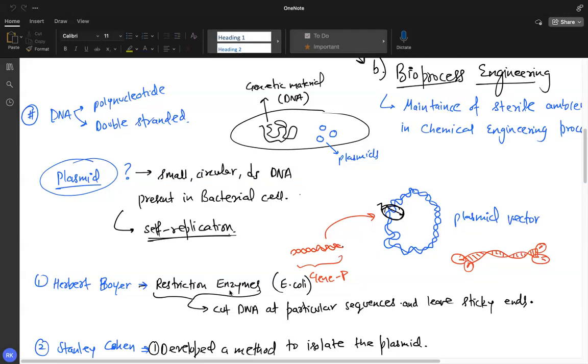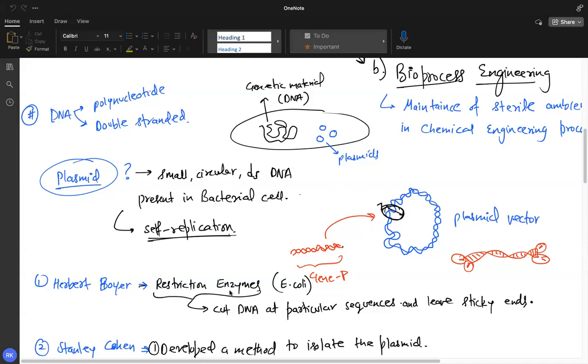So there are multiple of these ORIs, origins of replication, in the genome. So for any DNA to replicate, it needs to have its own ORI, origin of replication. ORI comes from the word origin. Plasmids have their own origins of replication. That's why they can independently replicate without depending on the chromosomal DNA.